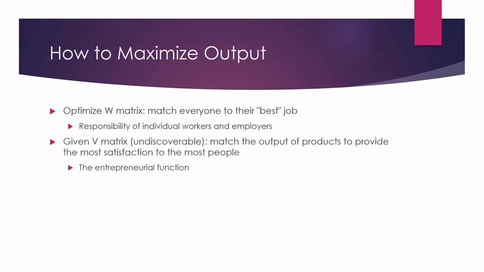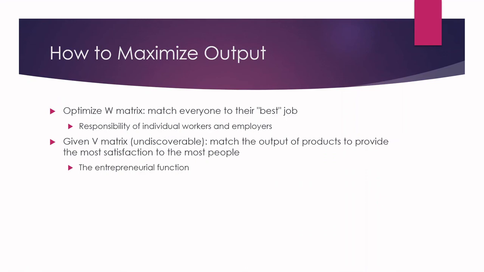And then, given the V matrix, the value matrix, how much people like each product, which of course is undiscoverable. You can't know in a mathematical sense what that matrix looks like. But basically what this says is we need to match the output of all of our factories and companies to the products that people want. How do we give the most satisfaction to the most people? There are hundreds of millions of them, or if you look at the whole world, billions, and they all want all kinds of different things, and they change their minds minute by minute on what they want. How in the world are you going to optimize the output of the economy to satisfy those crazy people?